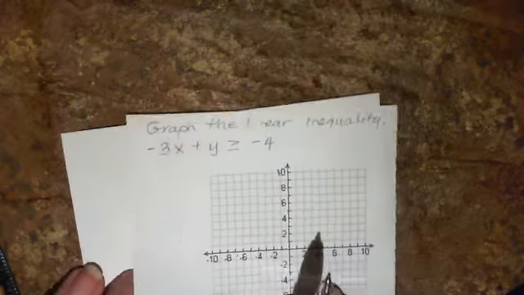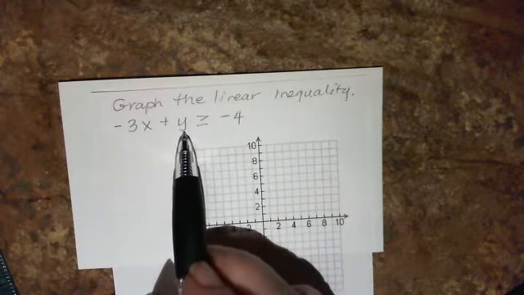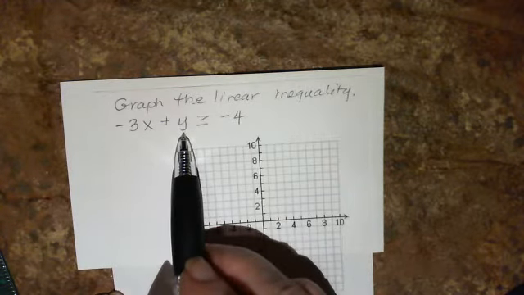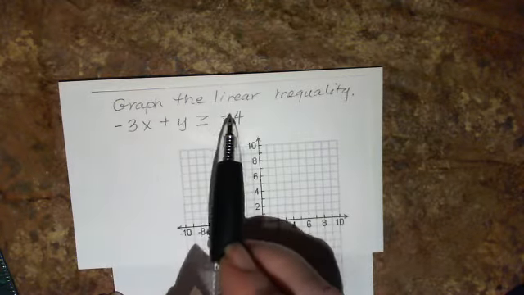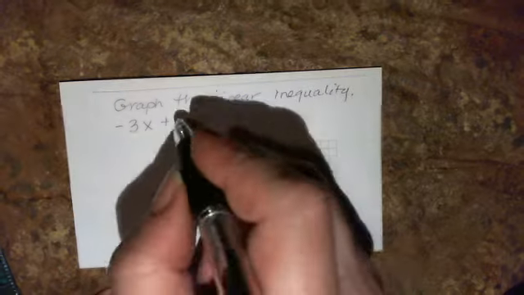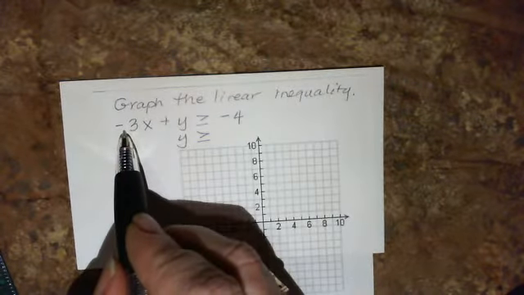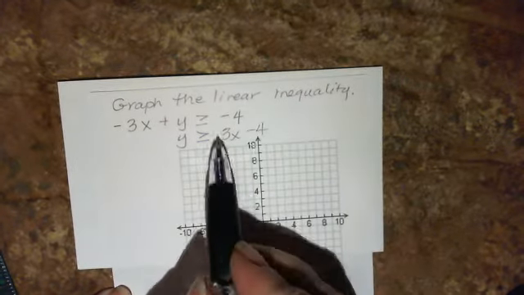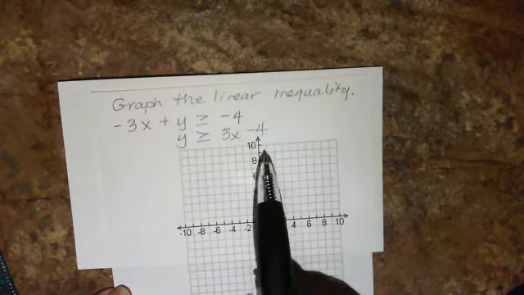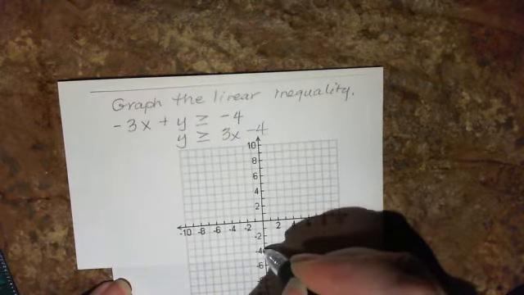Okay, let's do one more of those. Graph this linear inequality. Now notice this one is not in the form where we can see the slope and the y-intercept yet, but we could quickly add 3x to both sides. So y is greater than or equal to 3x minus 4, with our minus 4 that's already here. Minus 4 is the y-intercept, (0, -4).